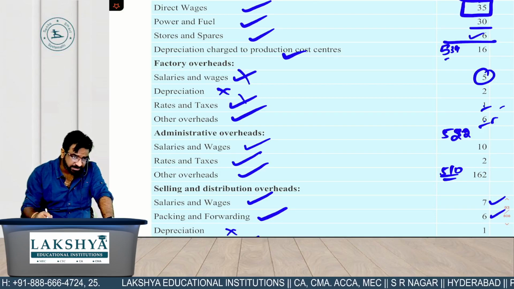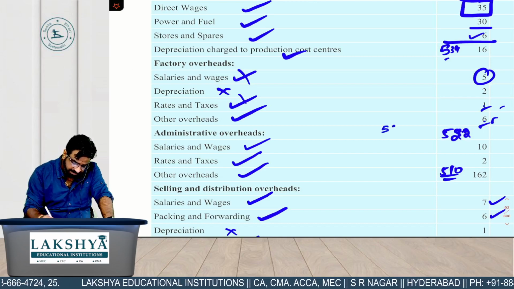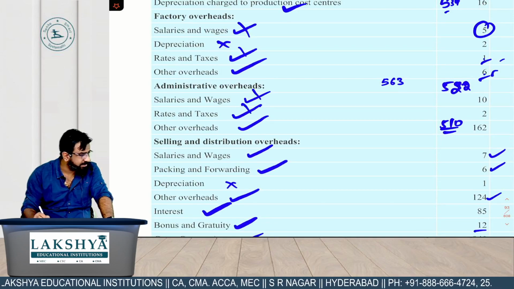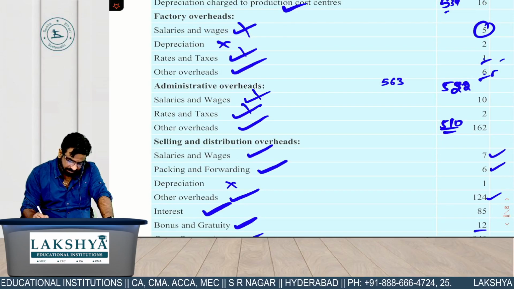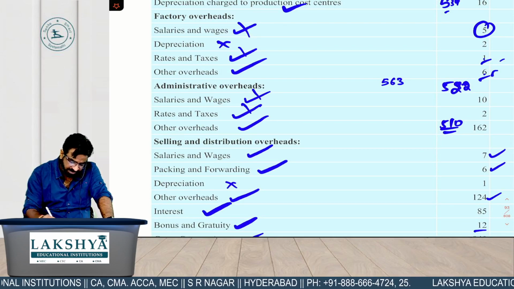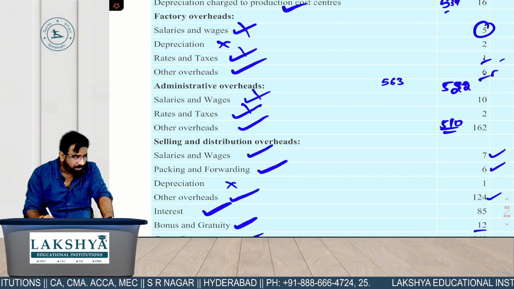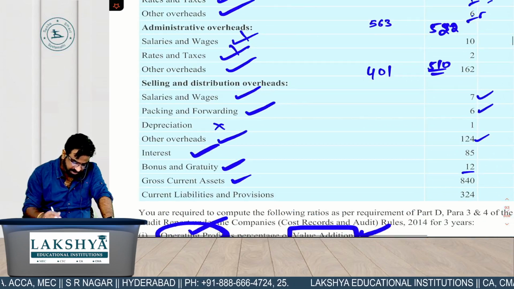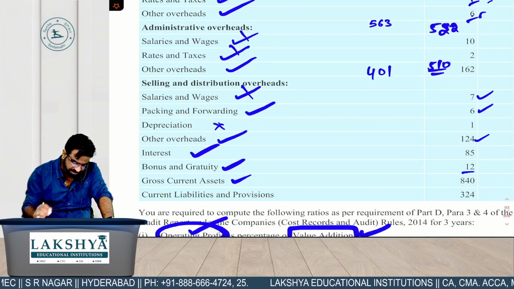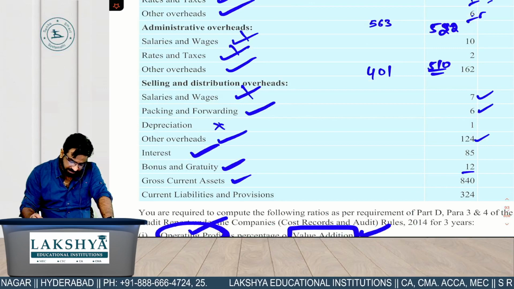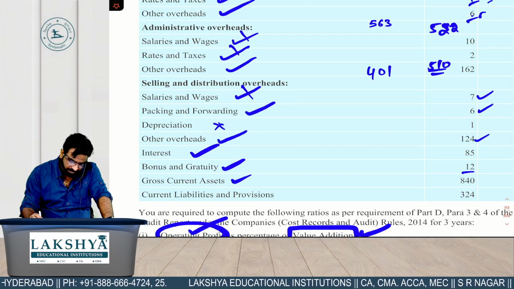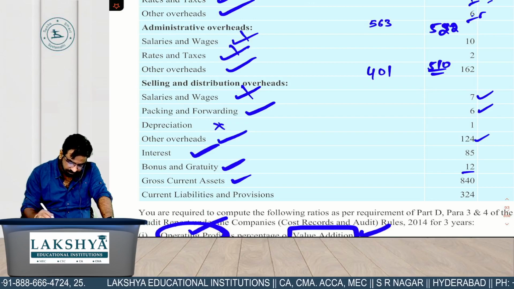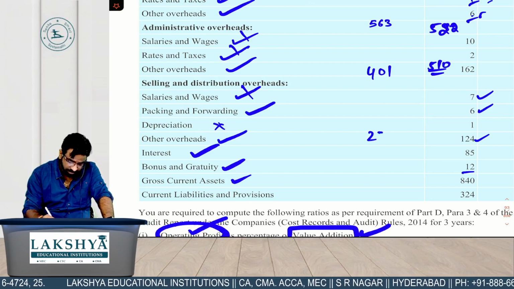So what was the answer? 569 minus 6. 5. अच्छा. Again, no salaries and wages, no rates and taxes. Minus other overheads. 563 minus 162. 4. 1. Selling and distribution में neither salary nor depreciation. 6 plus 124. कितना हुआ? 1, 271.